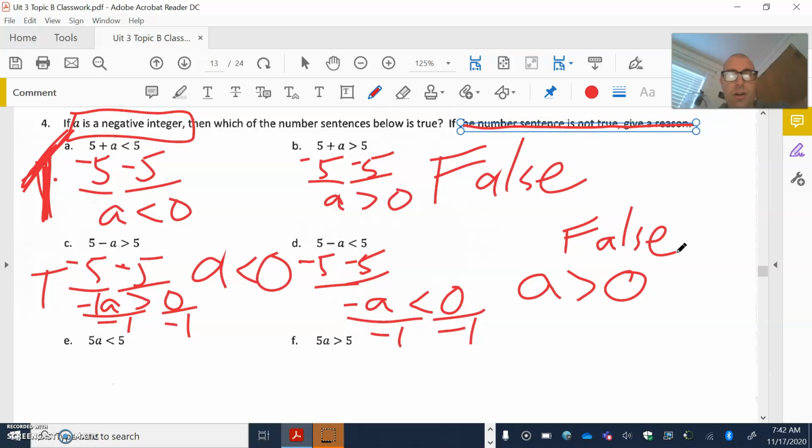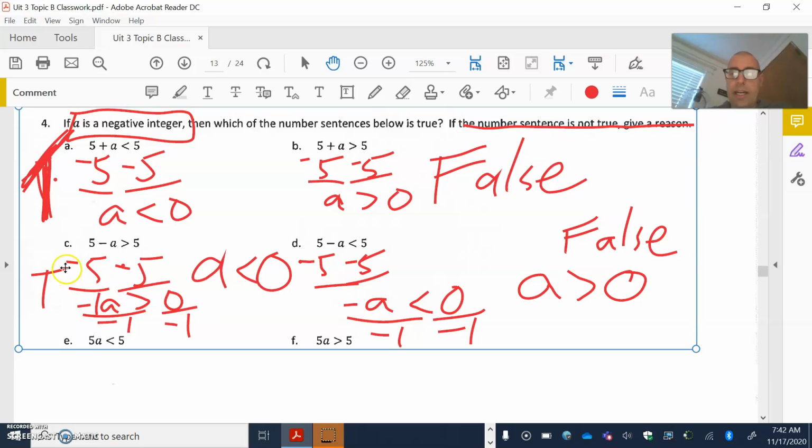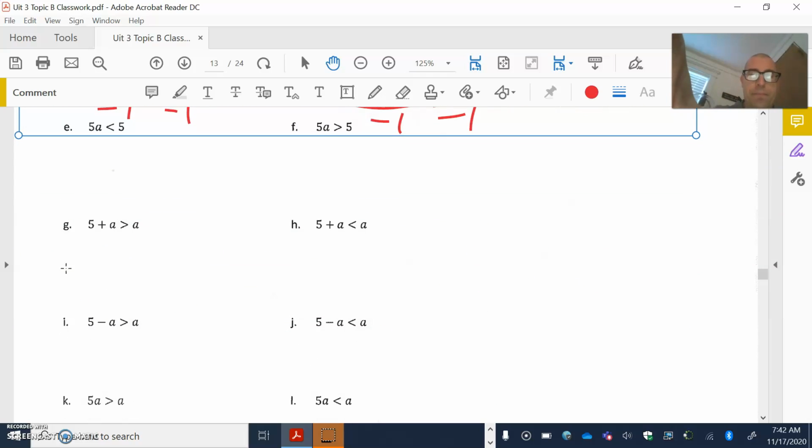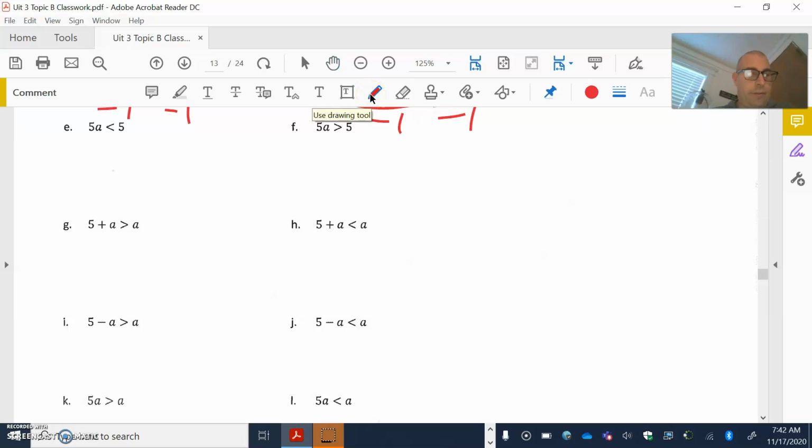So again, solving your equation skills here, and each time we were looking, is a going to be a negative number? Let's look at a few more of these.